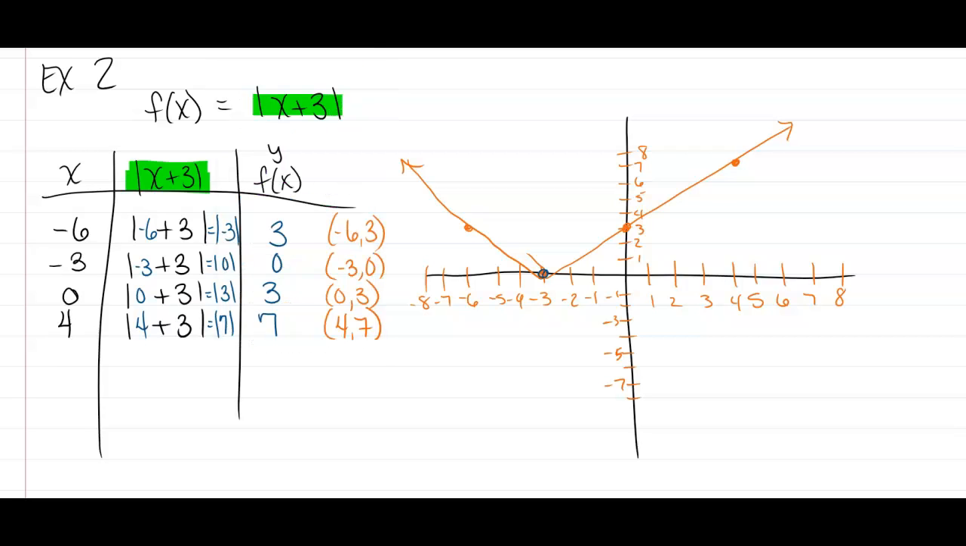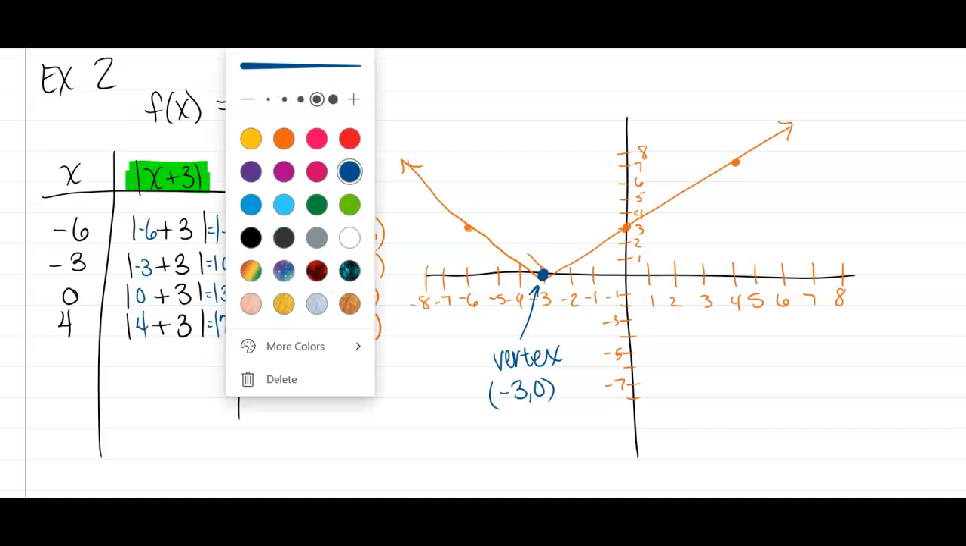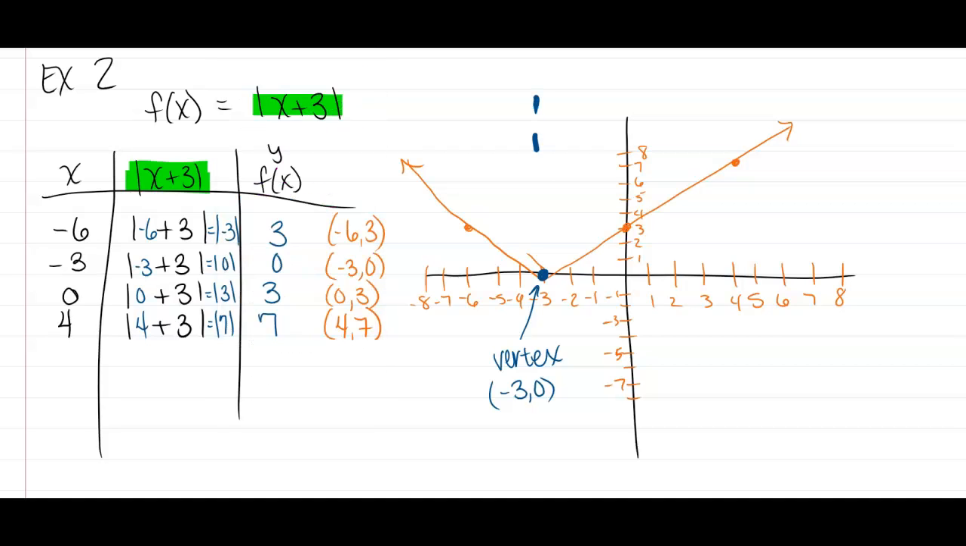So the first one would be my vertex. So my vertex is either the lowest or highest point. In this case, it's the lowest. So my vertex is at -3, 0. And then we want to find the axis of symmetry. Remember, your axis of symmetry is that vertical line that goes through the vertex. And the equation of the line always starts with x equals whatever number goes through on the x-axis, and that's -3. This is my axis of symmetry.